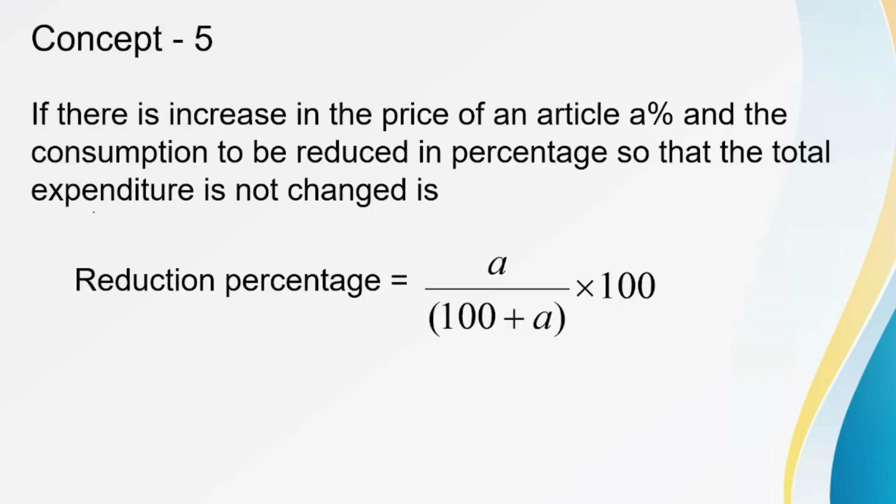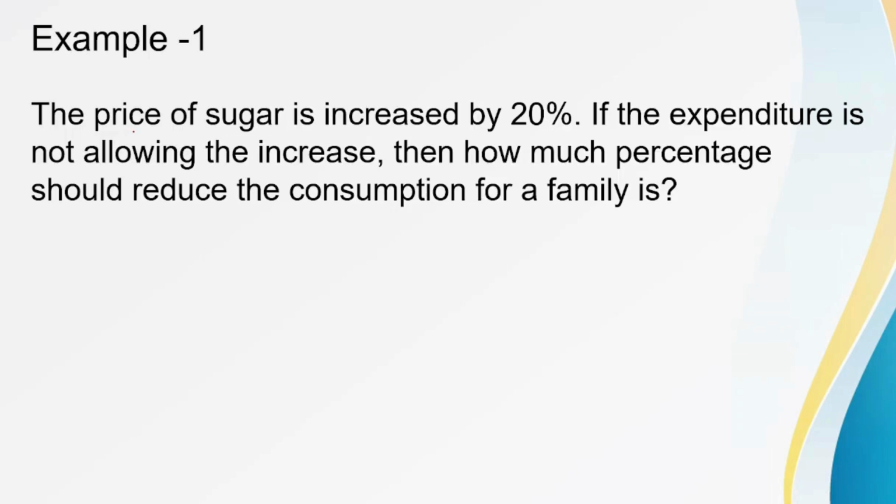The next concept we are going to discuss is: if there is an increase in the price of an article by A%, the consumption is to be reduced in percentage so that the total expenditure does not change. It can be calculated as A by (100 plus A) into 100. Here it is an increase, that's why 100 plus A into 100. So this can be discussed with the following example.